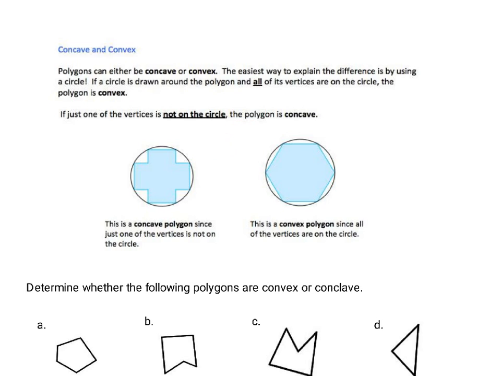I like to say that those vertices are basically caved in, to think about it. So if you notice here, this vertex is caved in, so that's why this one is concave. This one here, all the vertices would touch the circle, so therefore this one is a convex polygon.